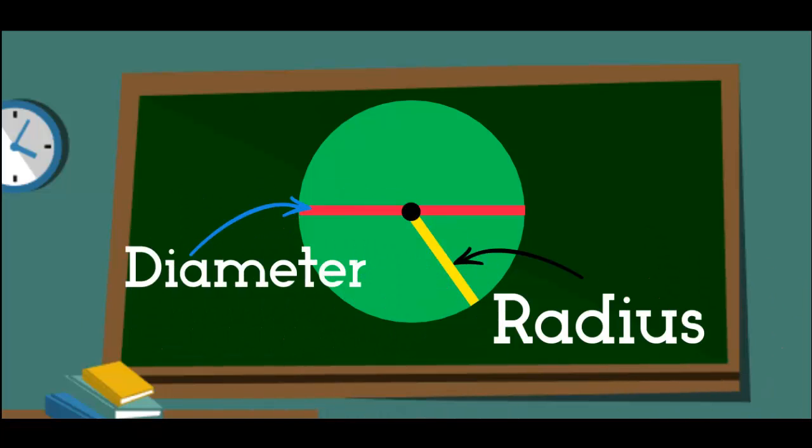Do you remember what was the meaning of a diameter? A diameter is a line that is joining 2 points on the circle and passing by the center. And what about the radius? A radius is a line joining the center of the circle to any point on the circle. And we know that all the radii of the same circle are equal in length. All the diameters of the same circle are equal in length as well.